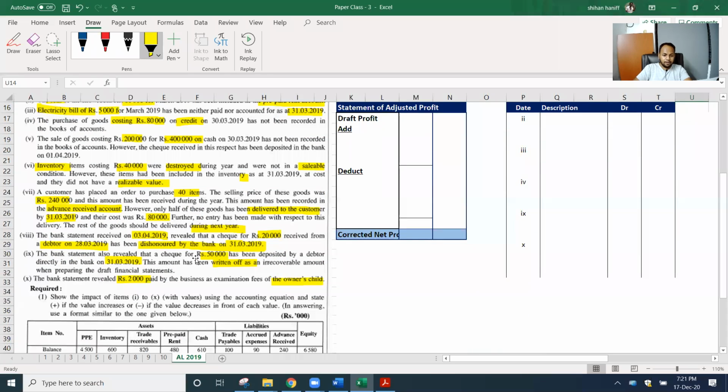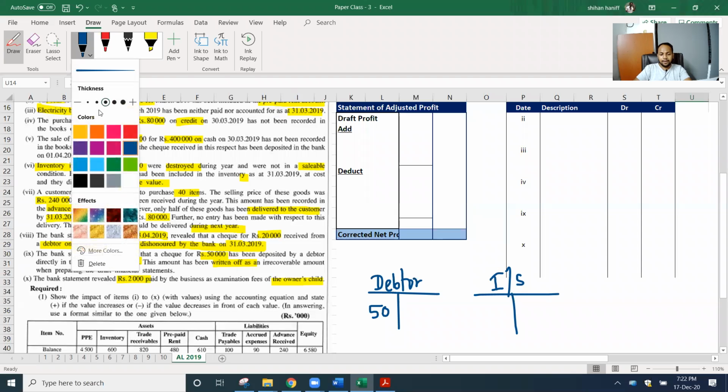The bank statement revealed that a check of 50,000 has been deposited by a debtor directly in the bank. This amount has been written off as an irrecoverable amount when preparing the draft financial statement. That means there was a debtor with a balance of 50,000. When preparing the draft financial statement, this 50,000 was taken as a bad debt.